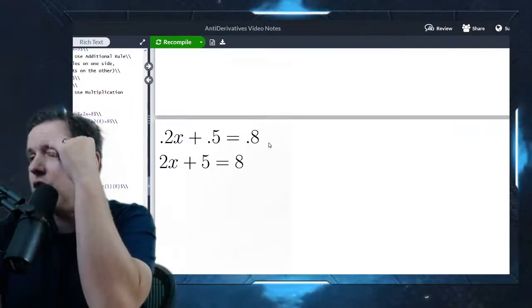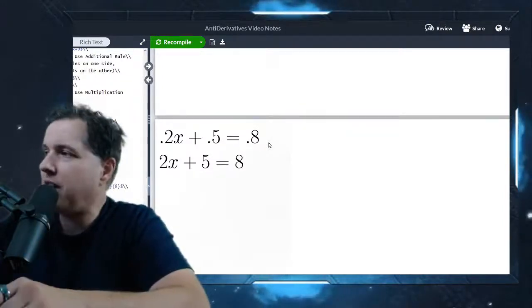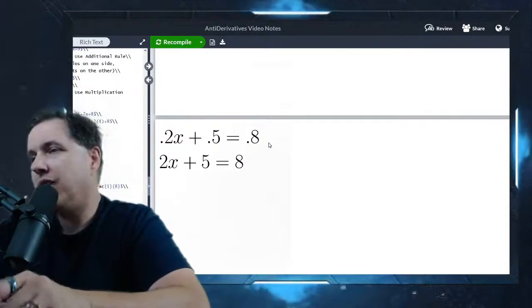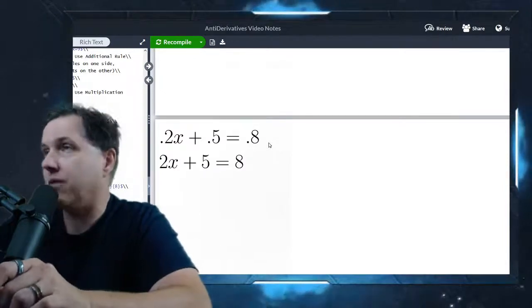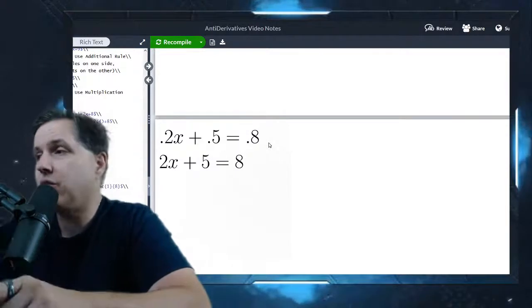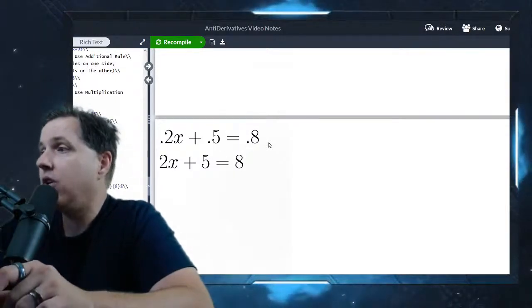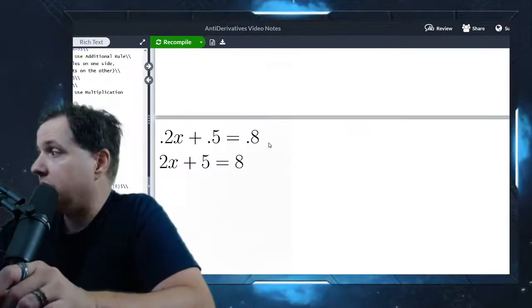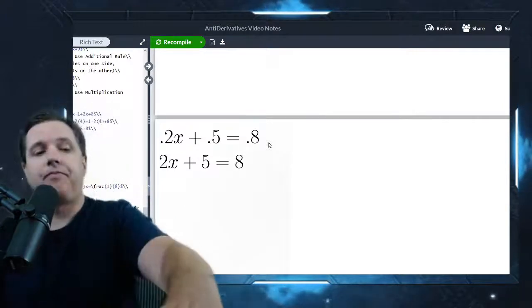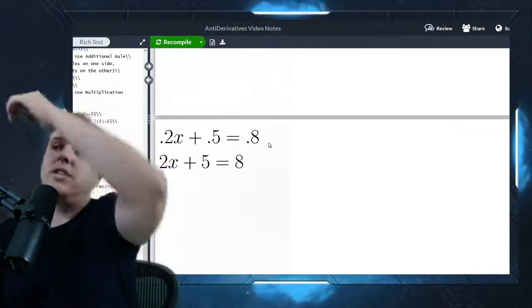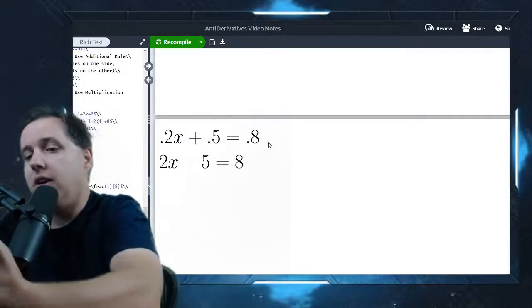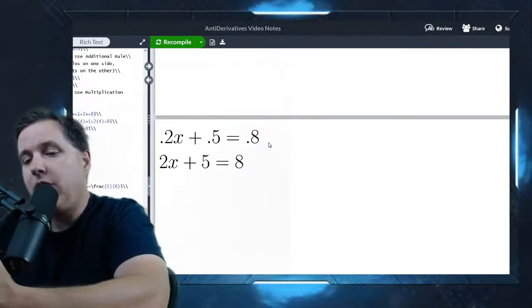You can't pick and choose. Sometimes people choose which values get multiplied by 10. We don't get to do that. We have to multiply everything by 10. And then you would just finish the problem from here on out the way that we did previously. Okay? So that should allow you to get through the solving equations part.